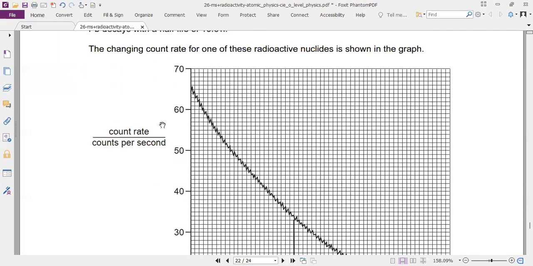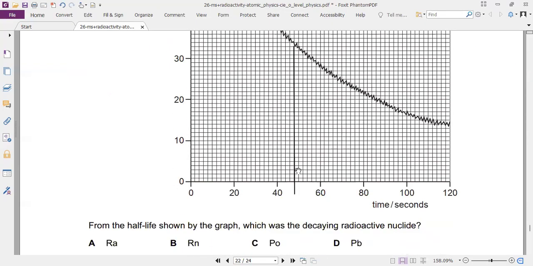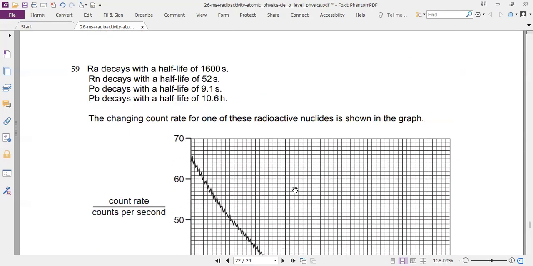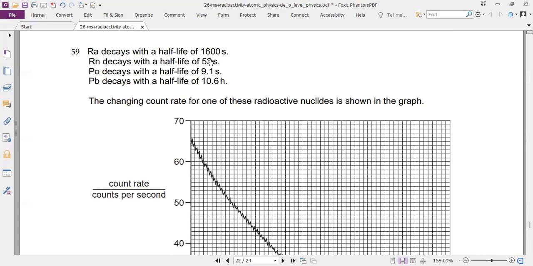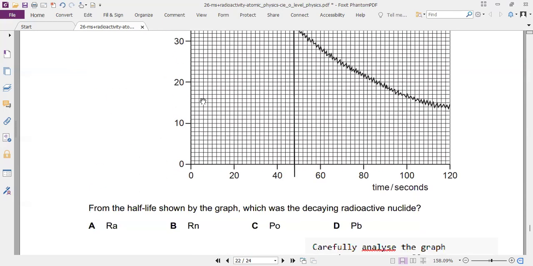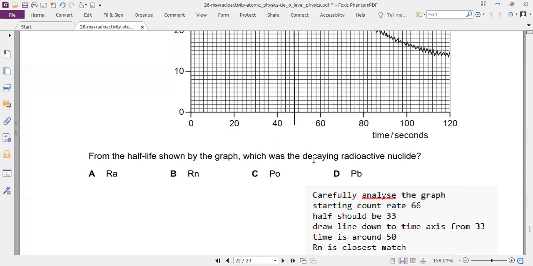First of all, start at the starting count rate. It is approximately 66. Go down to half, 33. Check for the time. It is 48. 48-second half-life. Go up and check. The nearest is 52 seconds. So radon, or Rn, is the nearest. So radon is the radioactive nuclide for which this graph is plotted by the software.